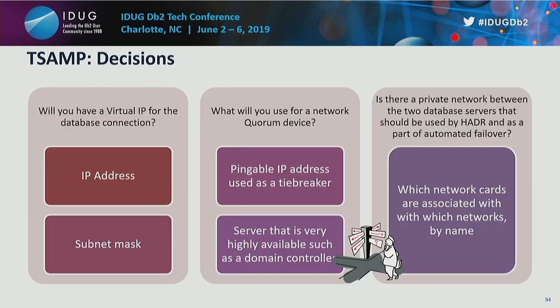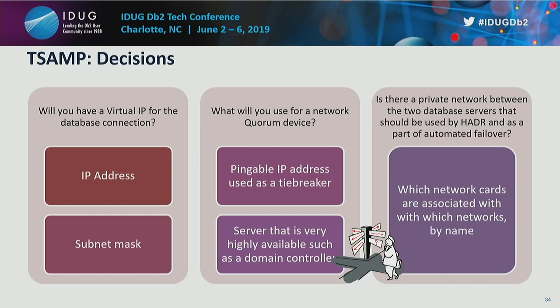If you have HA and you haven't tested it, you don't have HA. So the decisions you have to make going in for TSAMP, you have to decide if you will use a virtual IP address for the database connection. Virtual IP makes it easy because then applications connect into that virtual IP. They don't care where that virtual IP lives, which server it is on.